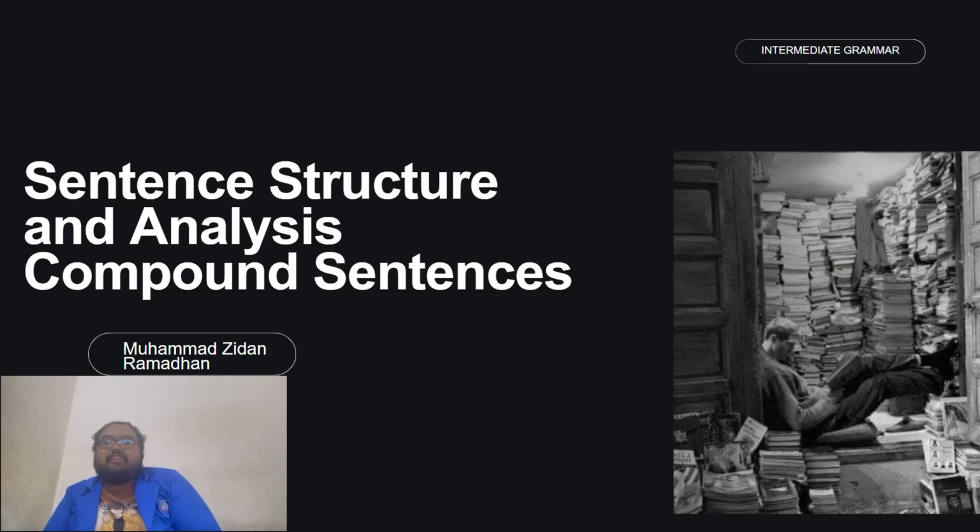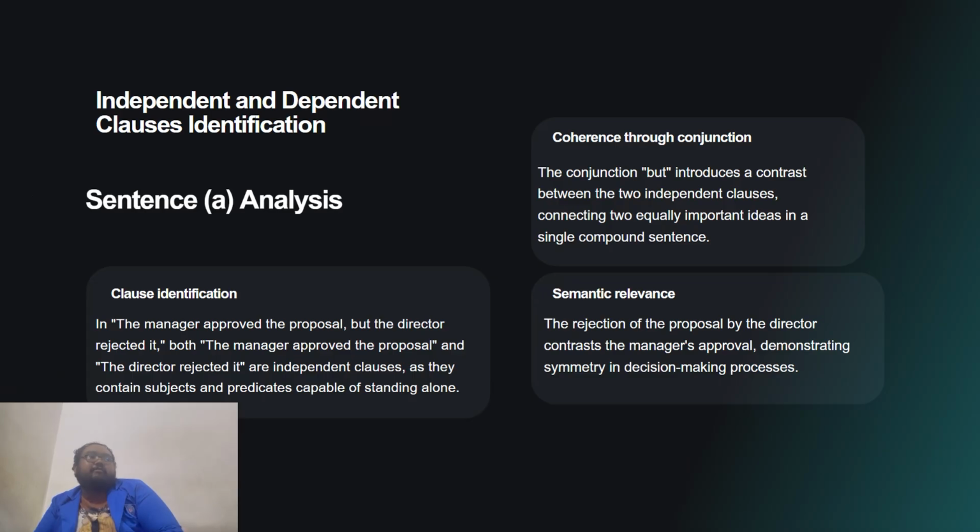Okay, now we are talking about sentence structure and analysis: compound sentences. First of all, we are talking about independent and dependent clause identification. Sentence A analysis, clause identification: the manager approved the proposal, but the director rejected it.